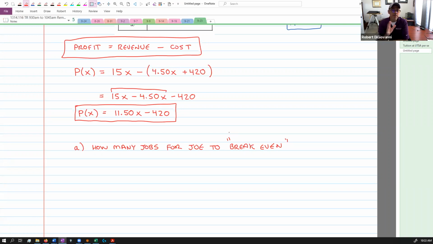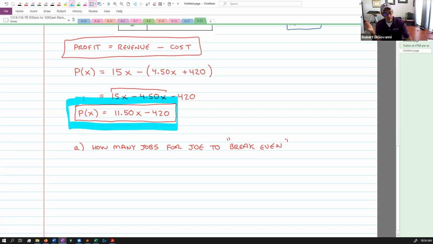Basically, we know that if he does no jobs, right? No jobs, he still has to pay for the insurance, right? 420. So he needs to do some jobs, or it's not even worth having the business at all. So the break-even point is the number of jobs that are required so that he's not actually losing money. So what does that mean? If this in blue is his total profit, the break-even point corresponds to asking when that profit is equal to what? We don't want to lose money. We don't want to gain.